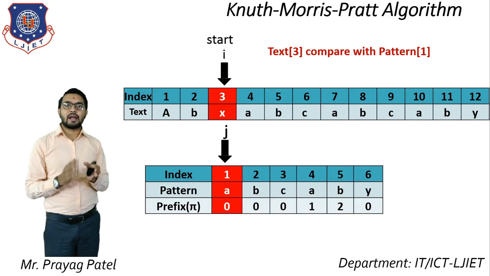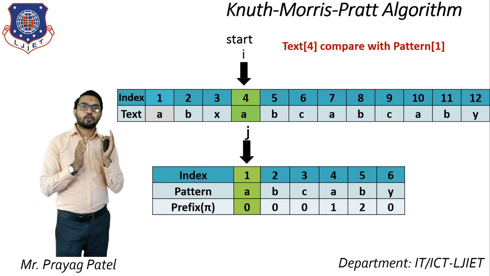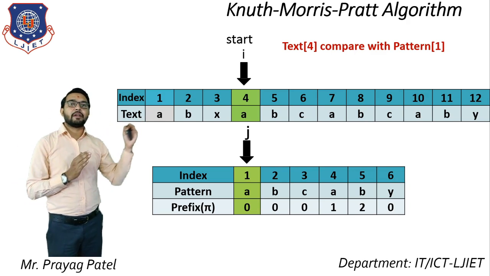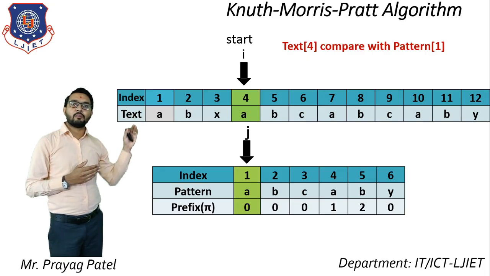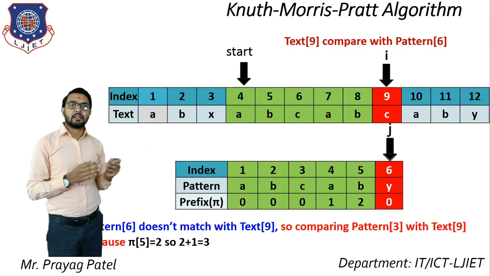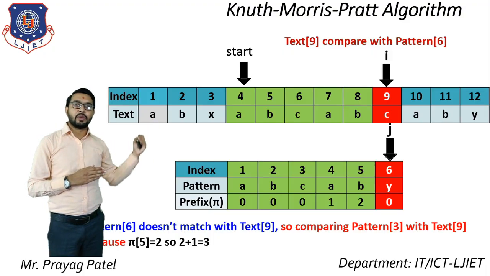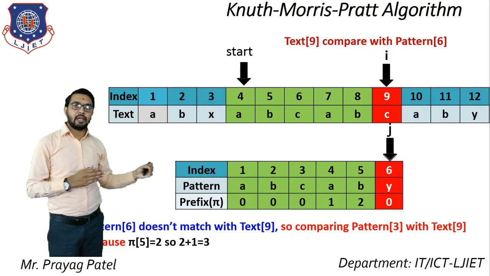So next time you can start the pattern matching from location 1, and consider the text location as text 4. So text 4 compares with pattern 1, meaning A compares with A. Now after that, text 5 compares with pattern 2, meaning B compares with B. Then C compares with C. Then A compares with A.